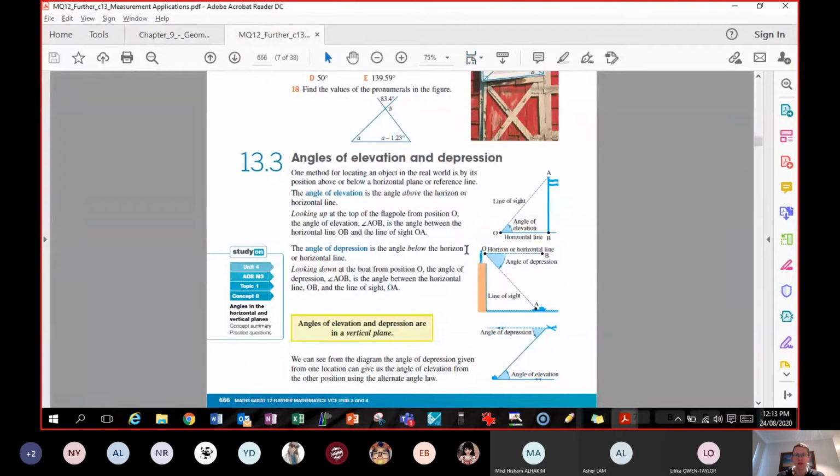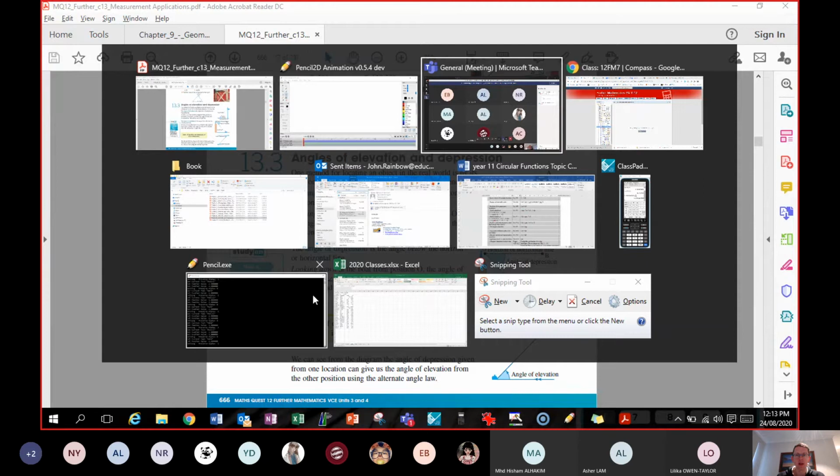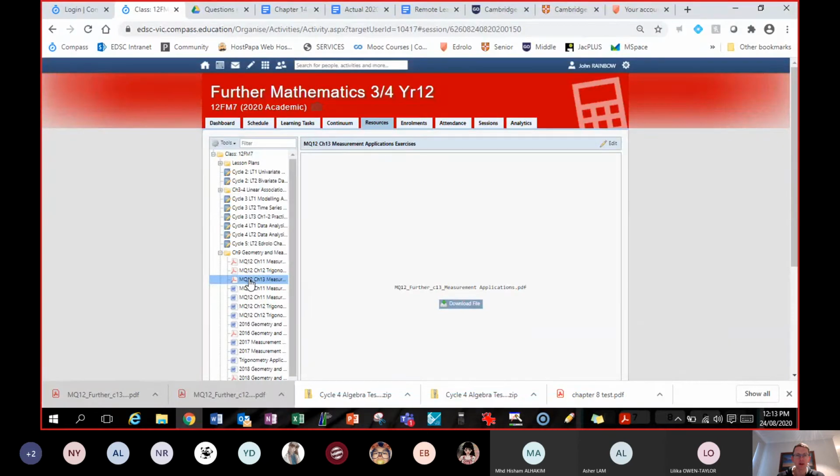So we've already looked at sight: angle of elevation is from the horizontal, angle of depression is from there. You can see that both of these angles are the same. This is on Compass Resources as well. If you want to have a look through it, it is on Compass Resources. It's chapter 13 under measurement and geometry.